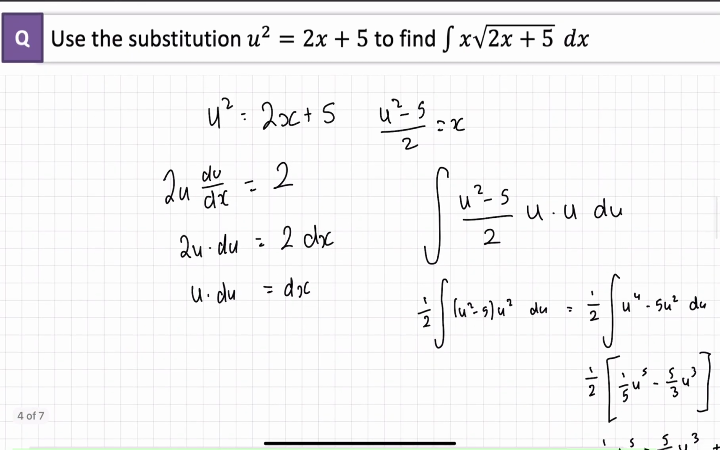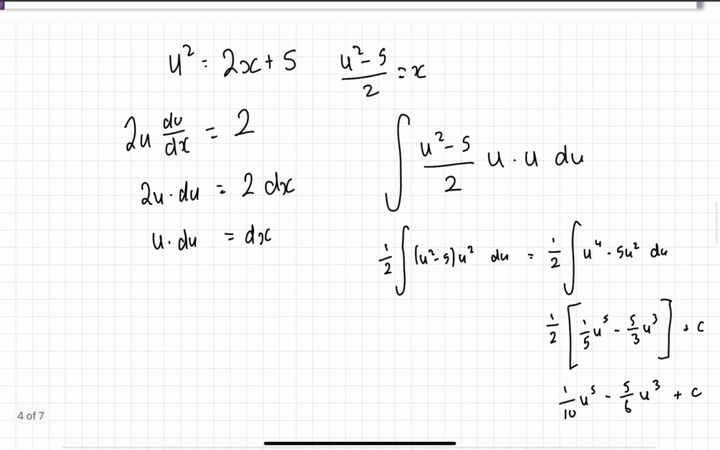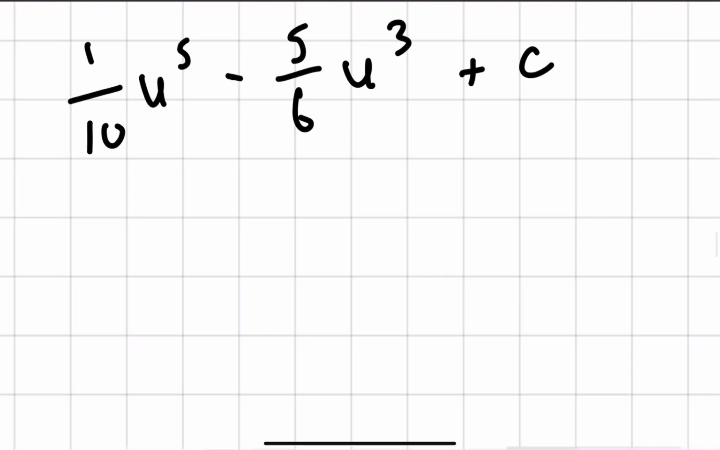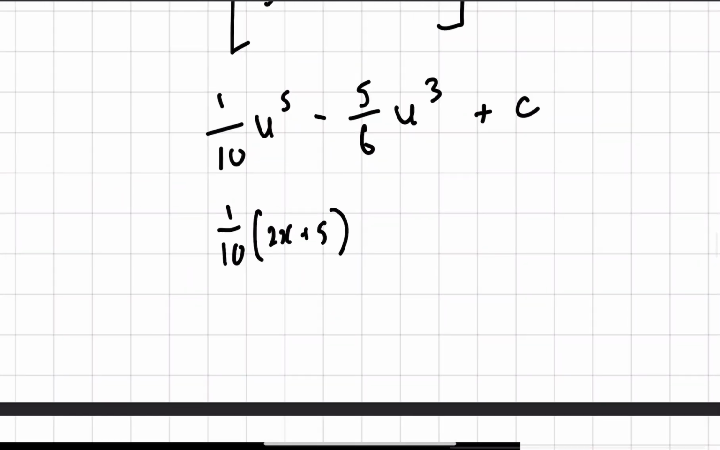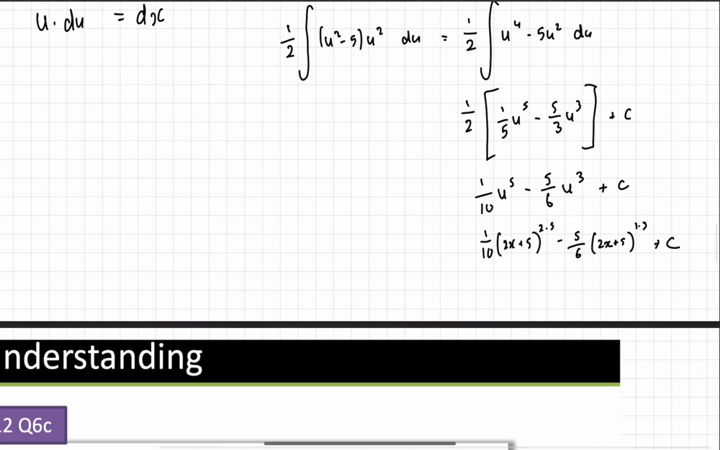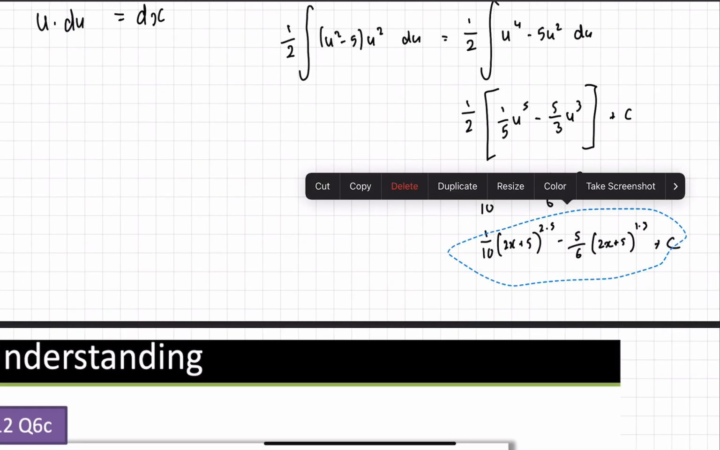And then u was the square root. Okay, let's just fix this. U is 2x plus 5 to the 0.5. That's fine. So we're going to get 1/10 of 2x plus 5, and what I'm doing is 0.5 to the power of 5, so it's going to be 2.5, minus 5 over 6 of 2x plus 5 to the power of 0.5 times 3, 1.5, plus c. And we're done.